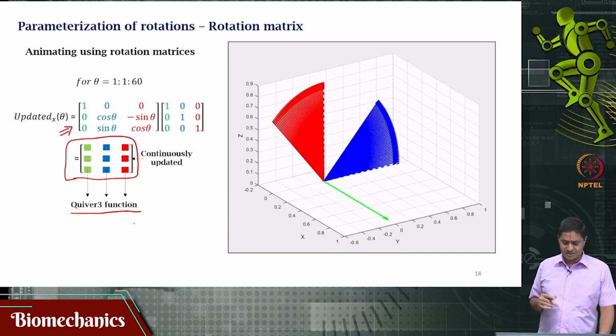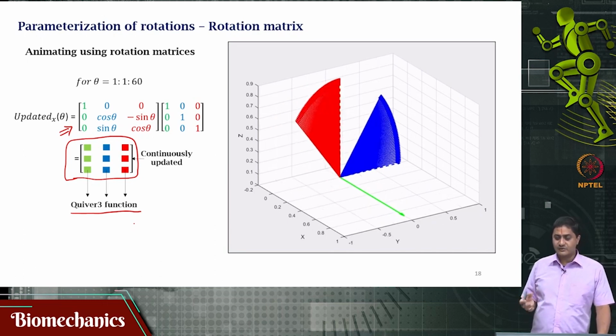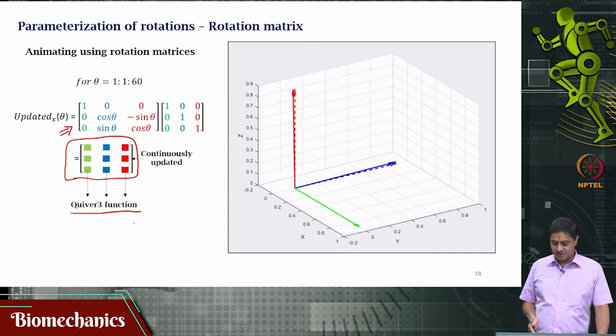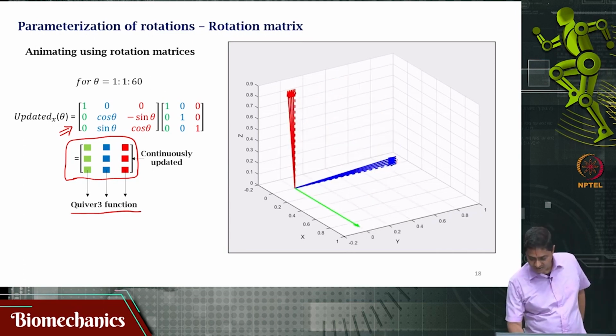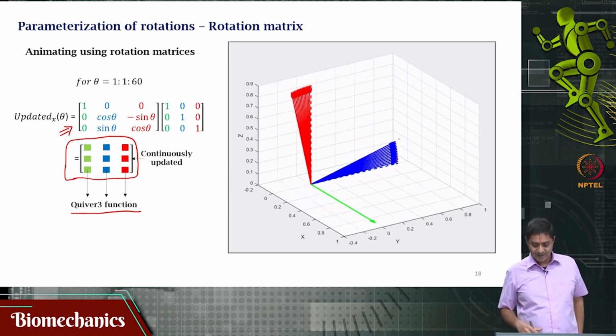So, quiver3 is a function that is going to plot these arrows as if it is a quiver of arrows, right. So, that is what it is plotting. See what happens. First it is plotting this 1 degree, 2 degrees, 3 degrees, 4 and so on and so forth until 60 degrees, right.